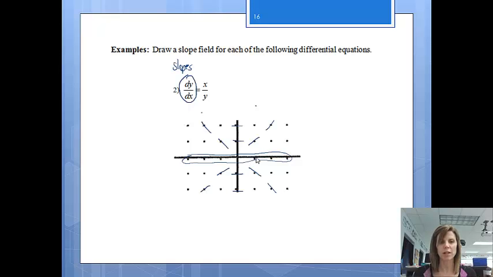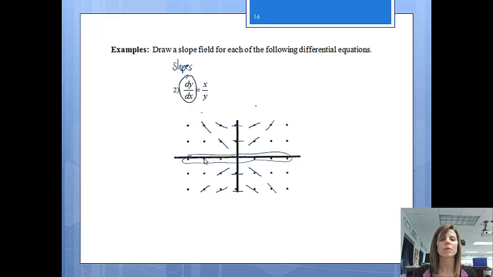So this next point is (1, 2). If I plug 1 and 2 in, I'm going to get 1/2, which you'll notice is less steep than the ones that I drew at 1. And then over here, (-1, 2) would give me -1/2. Down here, (1, -2) would give me a slope of -1/2. And then (-1, -2) would give me a slope of 1/2. So hopefully you're seeing some patterns going on here.